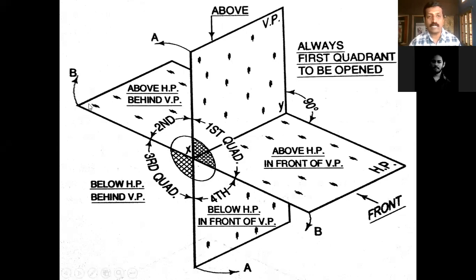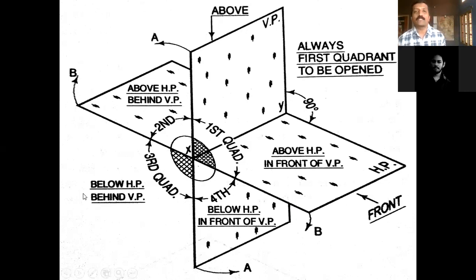So this entire thing is the horizontal plane. This is the horizontal plane. It is B to B and A to A. And this is the vertical plane. Look at the cursor where I'm moving. So this is the vertical plane and this is the horizontal plane. When you bisect these two, you get four quadrants like this.